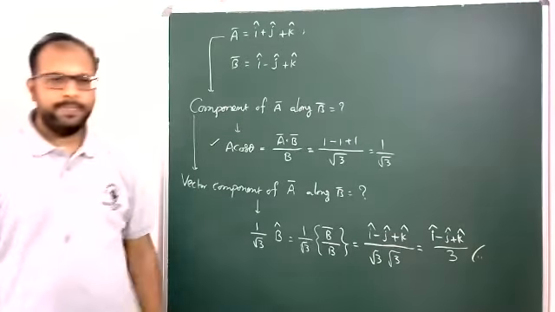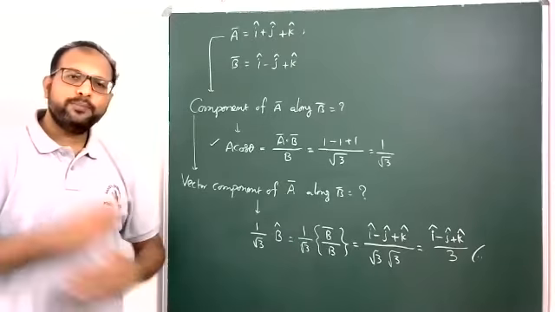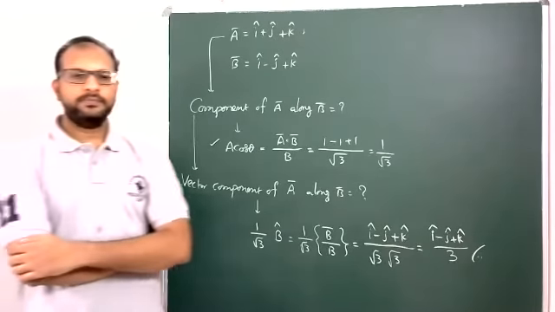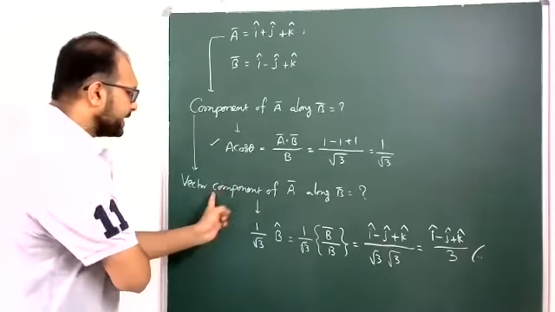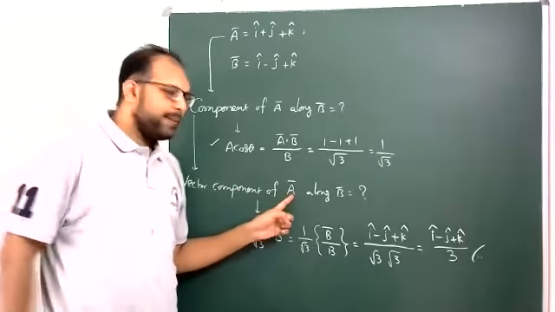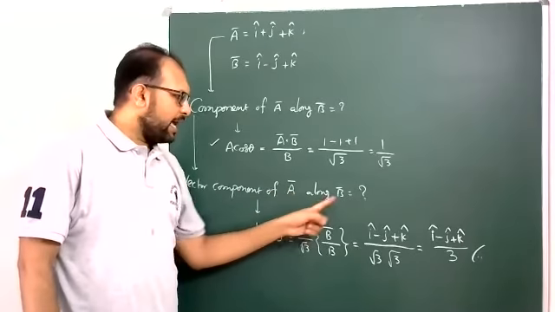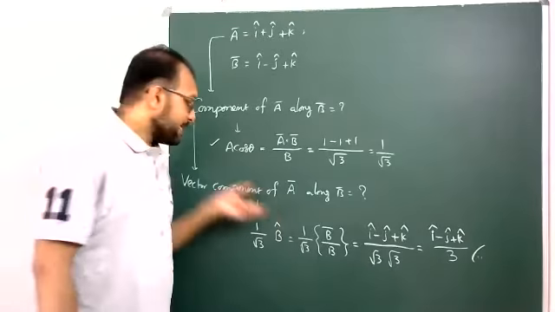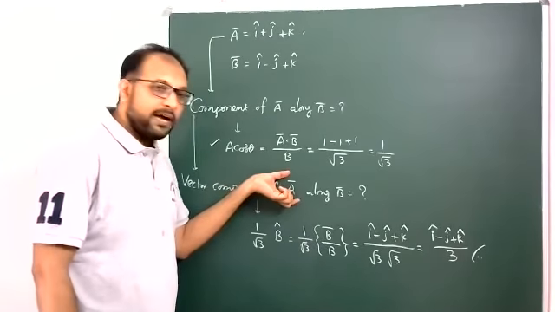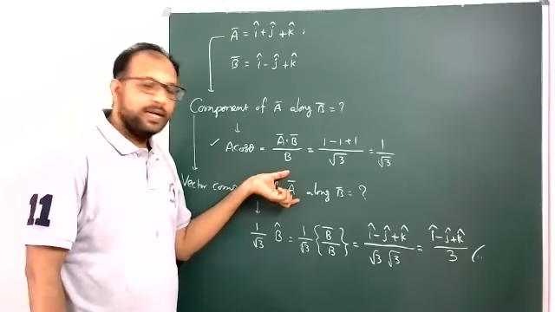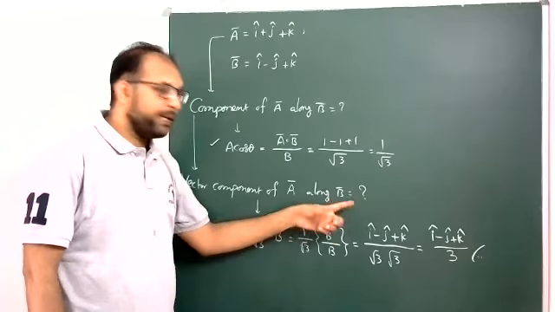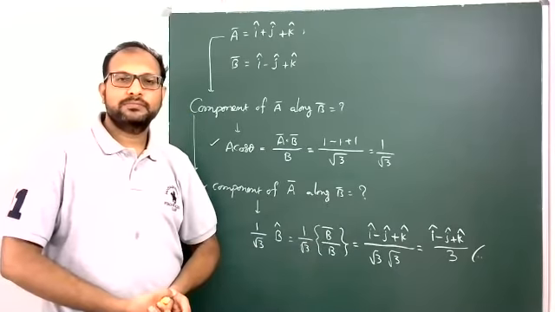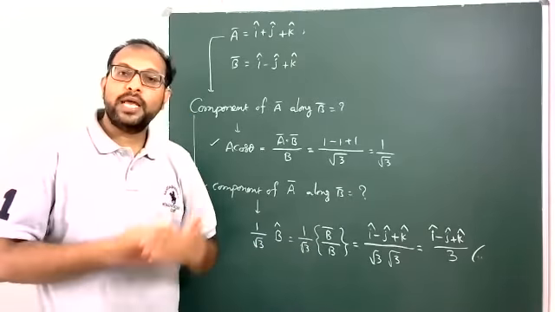Yes, students ready? Now one more problem. Vector component of A bar along B bar, okay, just now completed. Suppose vector component of A bar perpendicular to B bar, how much? Perpendicular to B bar.